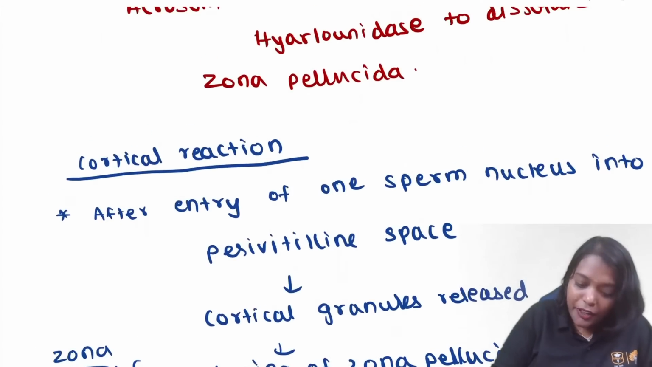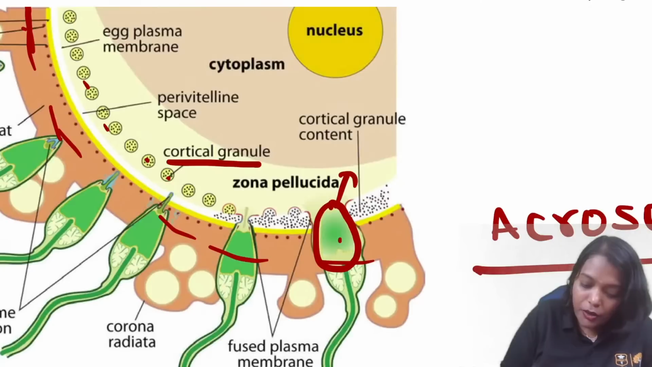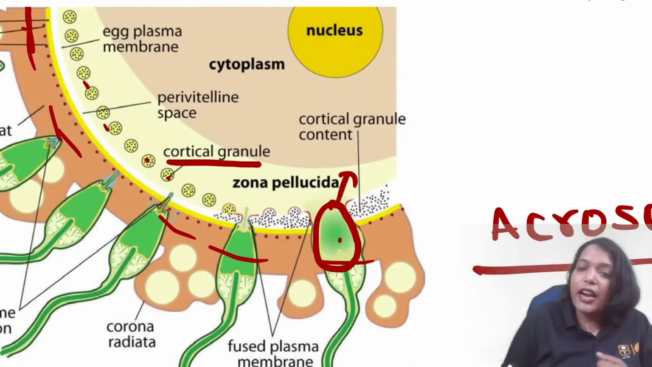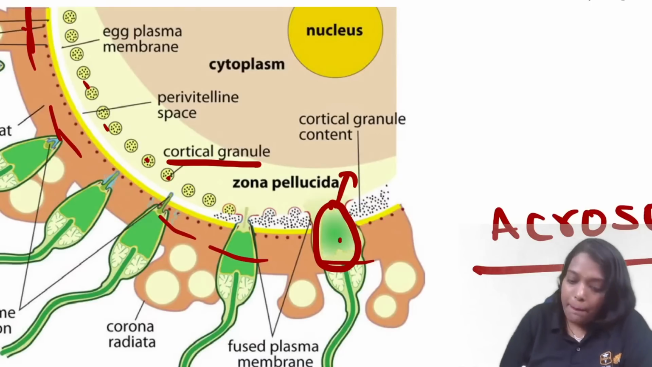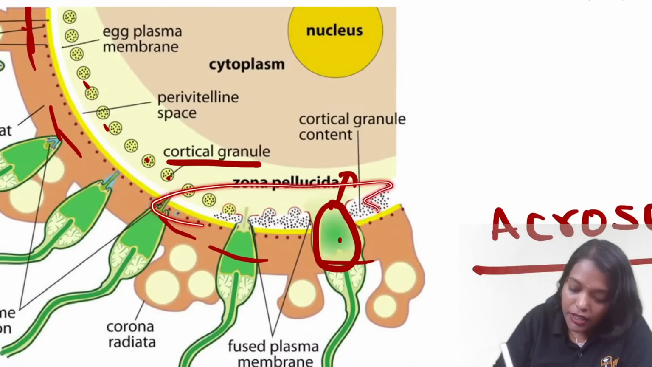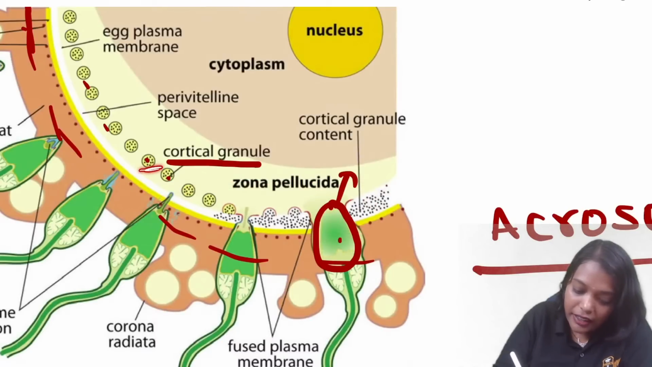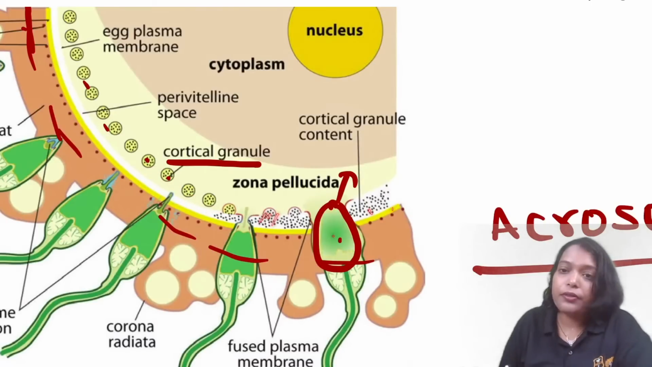Cortical granules are present already just below the perivitelline space. Can you see the cortical granules? They are released by the ovum. They are present in the ovum, in the perivitelline space. Then they will be released outside like this. Can you see how they are released outside? First they will be present like this, and as soon as one sperm nucleus enters, they will come out from the capsule.